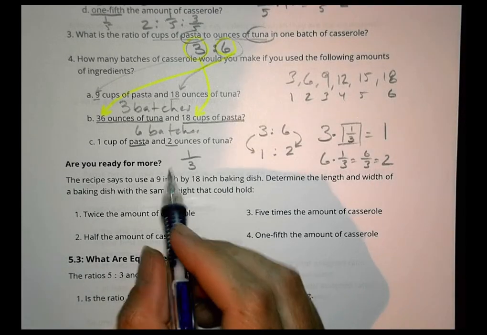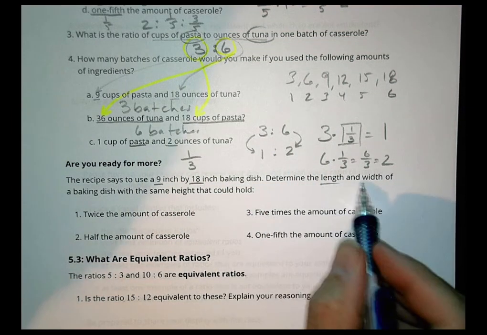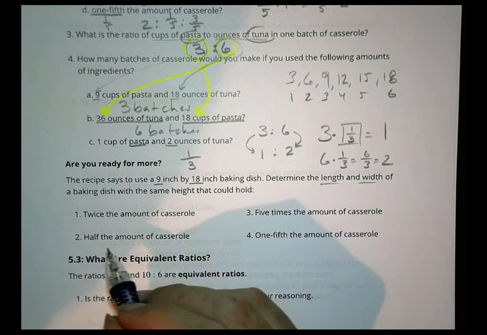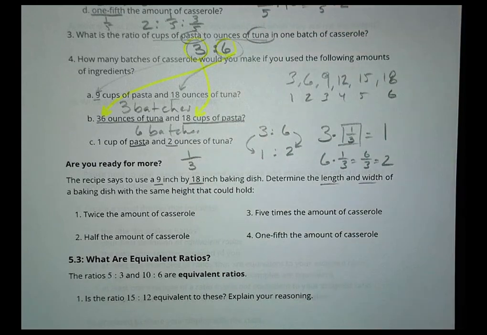A recipe says to use a 9-inch by 18-inch baking dish. Determine the length and width of the baking dish with the same height that could hold twice the amount, half the amount, 5 times, and 1/5. So this is an interesting question to think about, because you do want to be careful here.